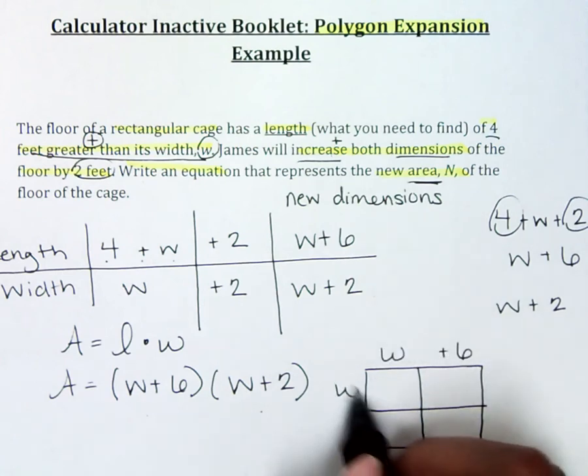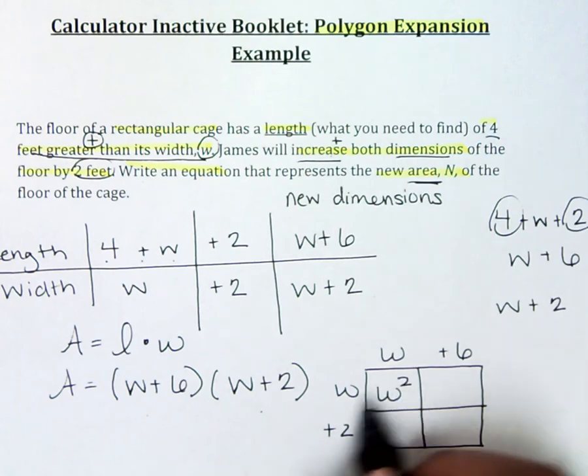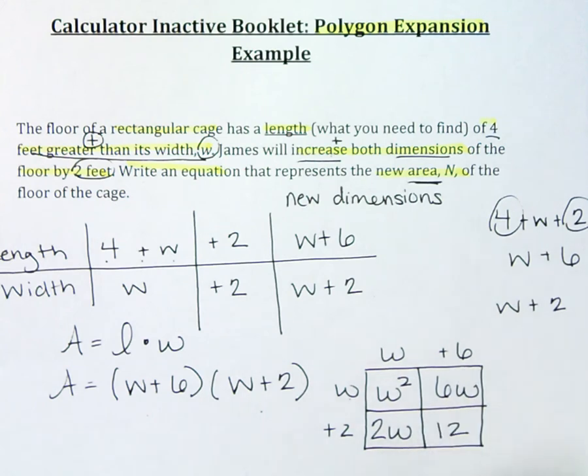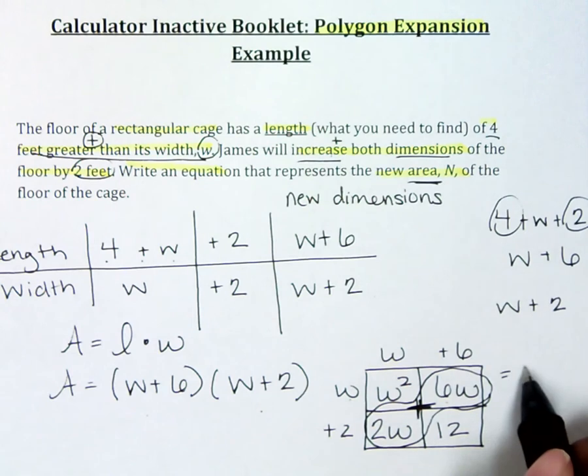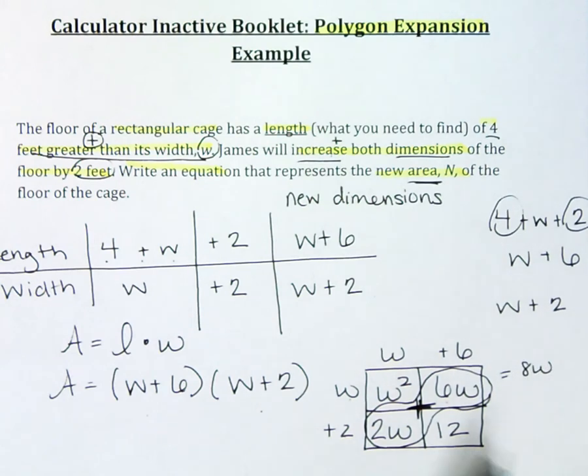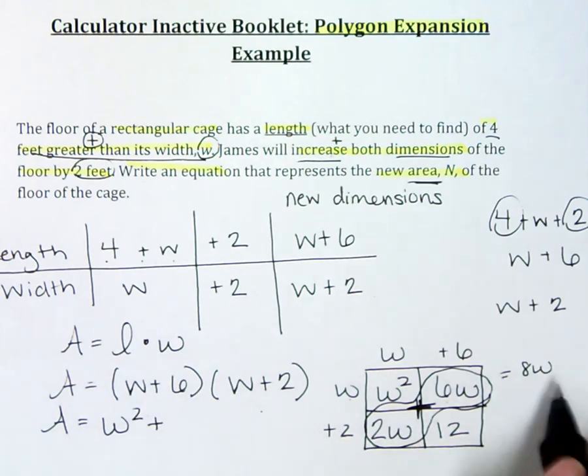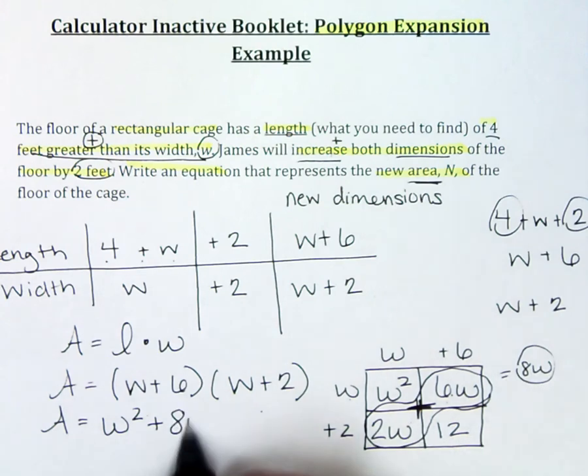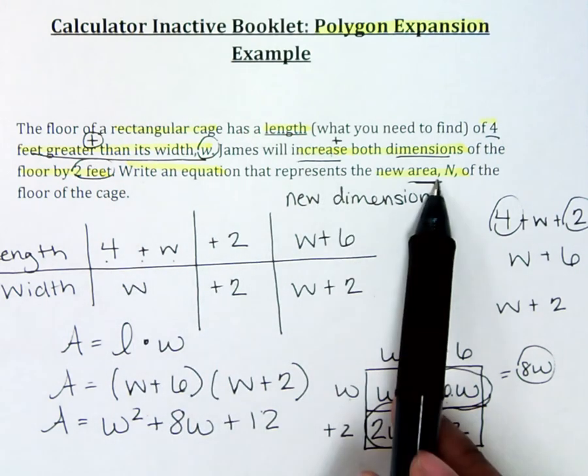W plus 6 at the top and W plus 2 at the side. I have W squared, 6W, 2W, 12. Do not forget to combine like terms with your peanut, combining the 6W and the 2W because they both just have W. 6W plus 2W is 8W. Now I'm going to write out all of my terms. I have W squared plus, when I combined the two like terms, I had 8W plus 12.